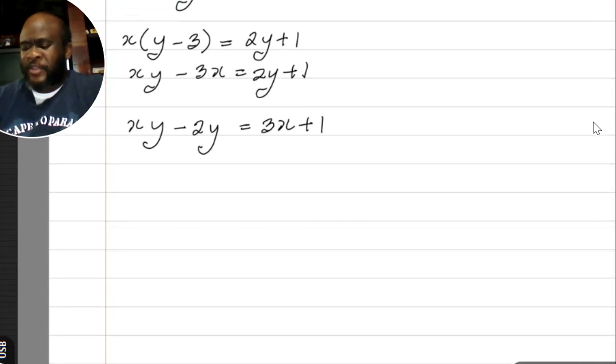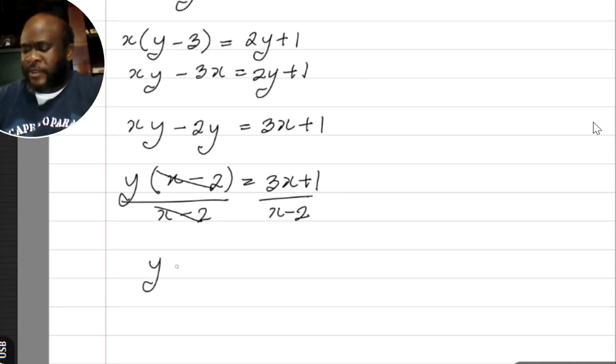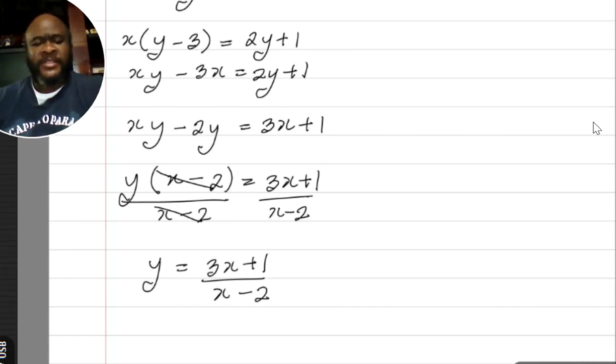Going after making y the subject. Here y is common on the left, so I'm going to factor out y. y into xy is x, y into 2y is 2, is equal to 3x plus 1. Divide both sides by x minus 2. X minus 2 cancels x minus 2. I have y alone on the left, equal to 3x plus 1 over x minus 2. All right, that would be step 3.